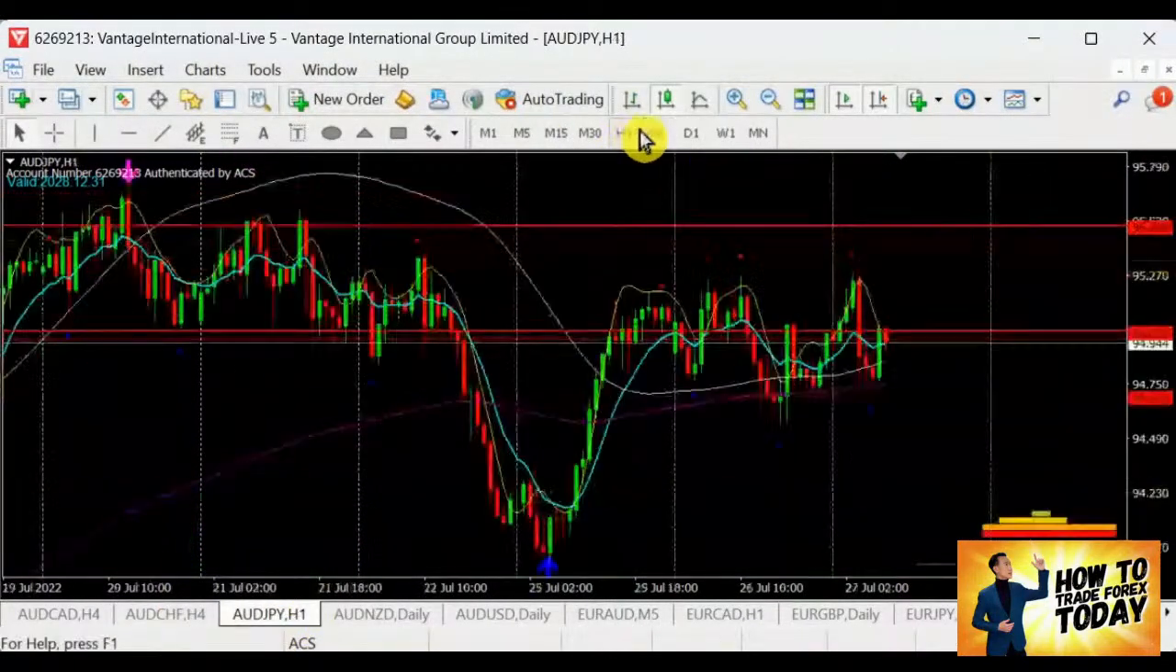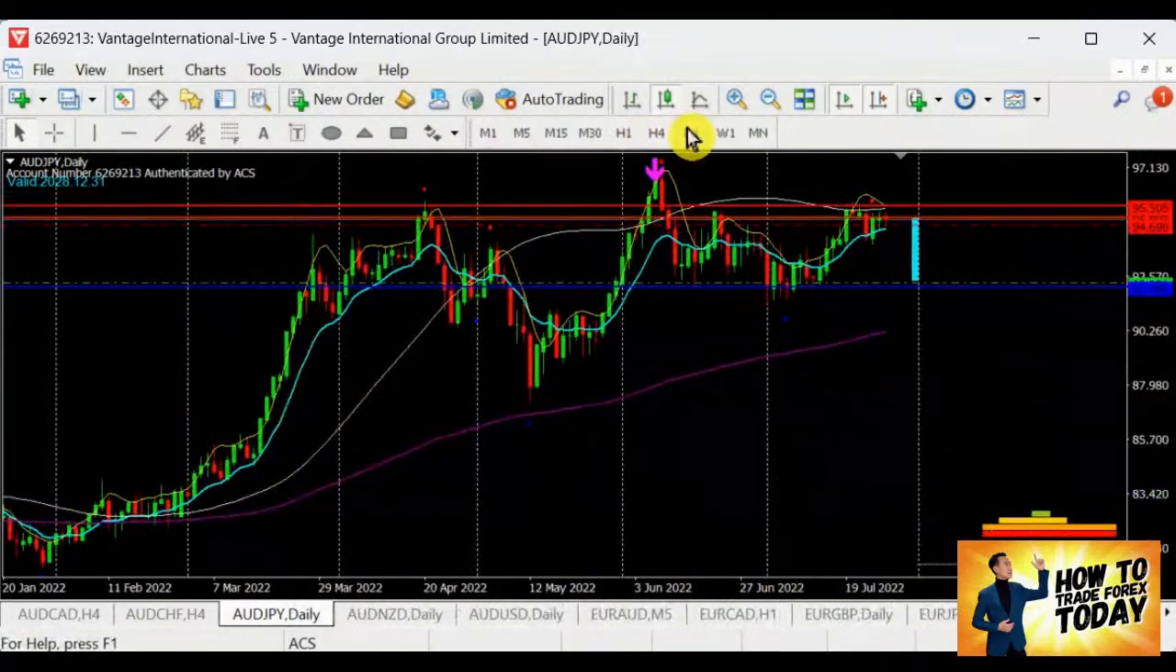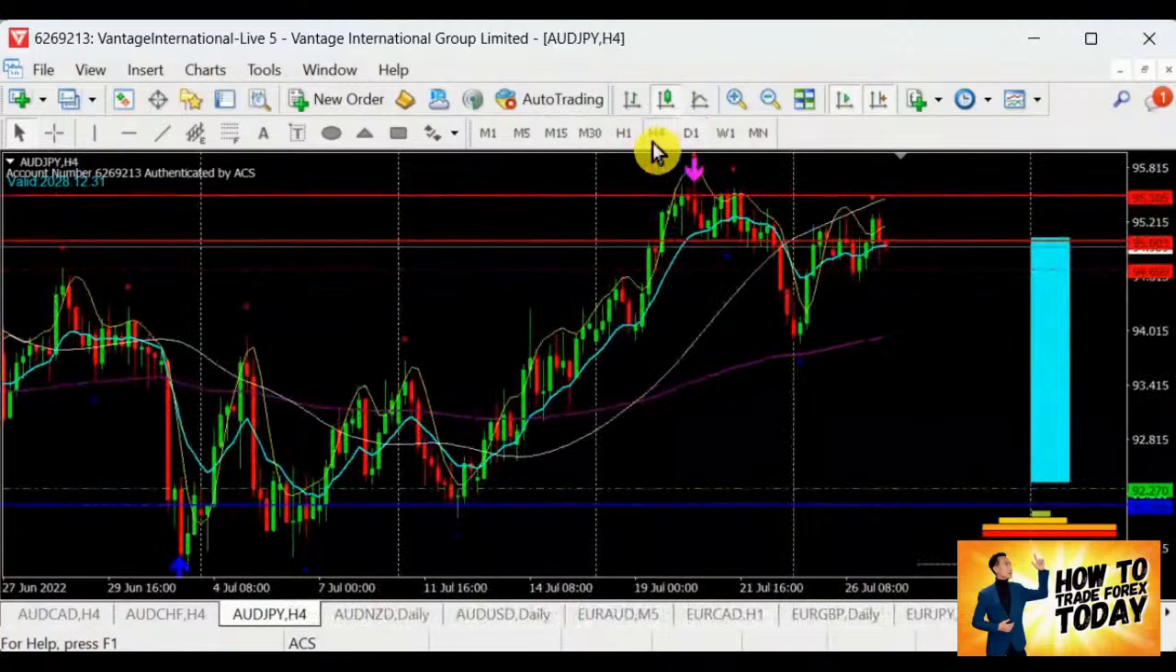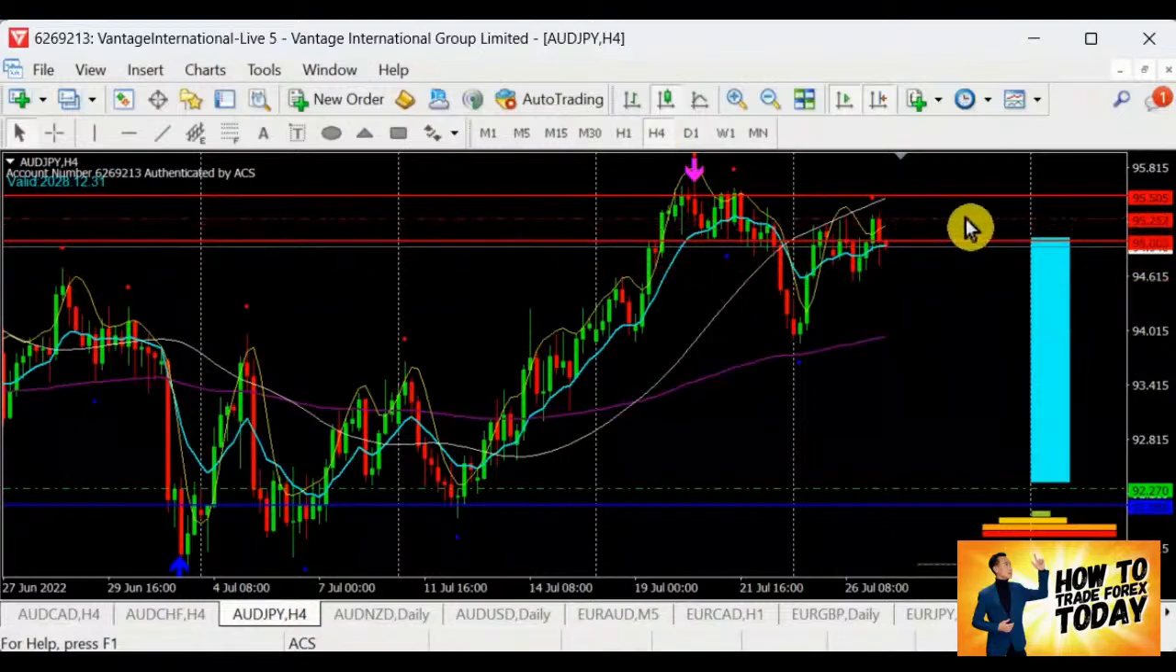How about Aussie yen? Aussie yen at this point here is moving into the bear, and it seems like it has been rejected. At the moment, if I look at this, this is the resistance over here.